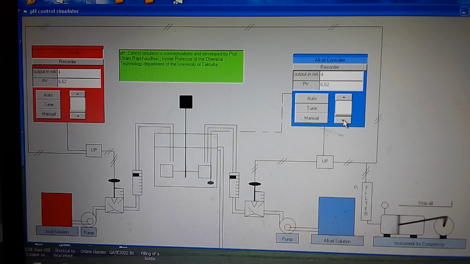So this is the maximum we have given, and now at this acid is maximum and alkali is maximum, it is 6.62. For different steady state conditions, different pH will be available. It cannot be exactly equal to 7, but it will fluctuate between 6 and 9. So we will go to automatic. You can see that both are acidic.